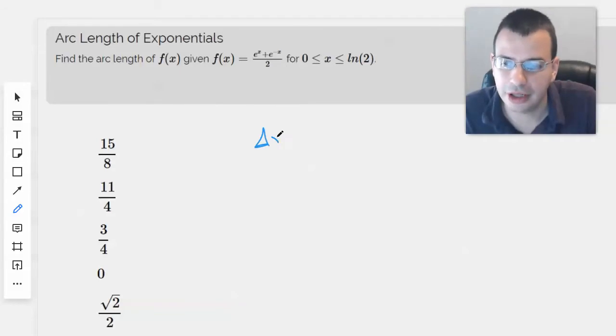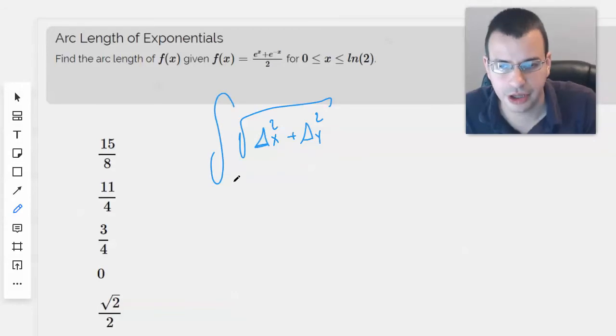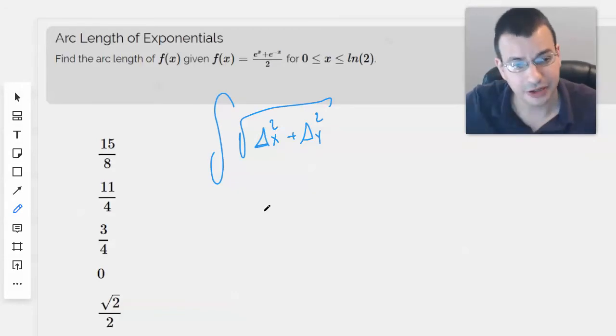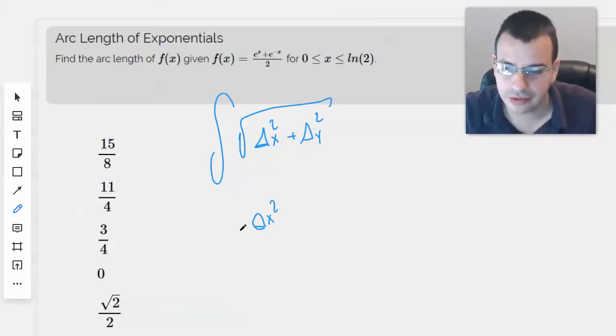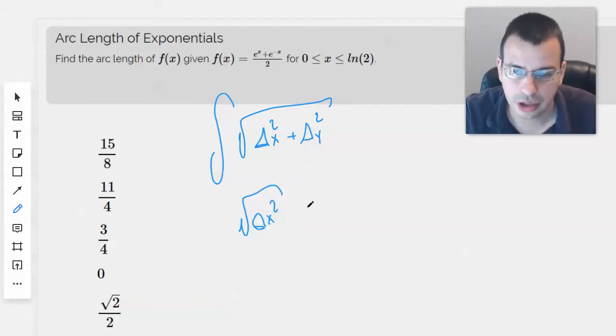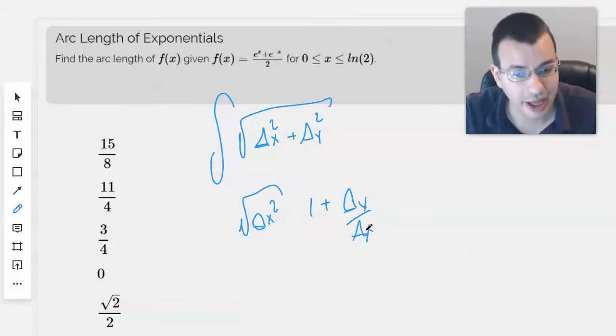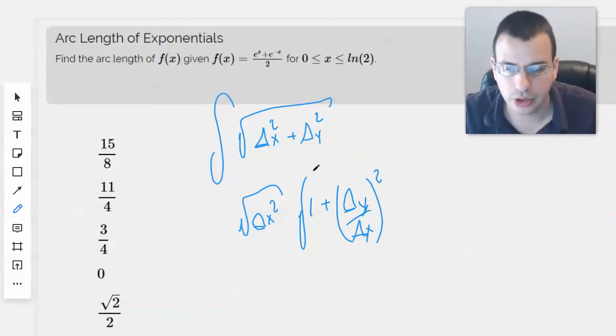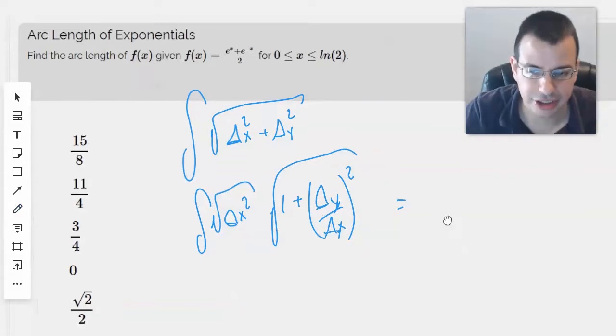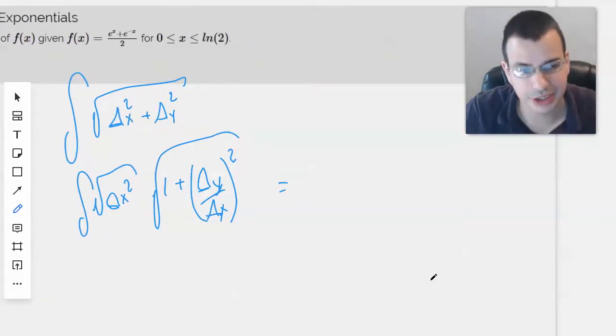So the arc length formula is delta x squared plus delta y squared, square rooted. This is the Pythagorean theorem. And we'll integrate it, factor out a delta x. So we have a delta x squared square rooted times 1 plus delta y over delta x squared, square rooted, still integrated. And then to formalize this, the delta x squared becomes dx.